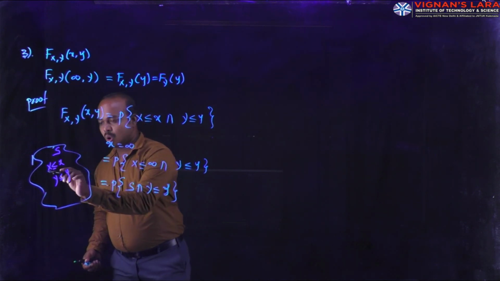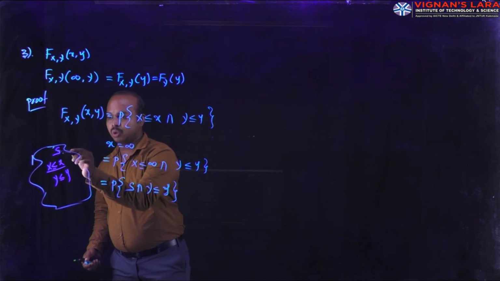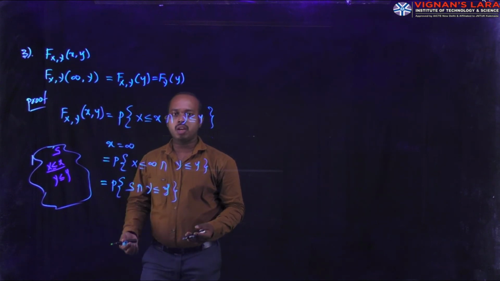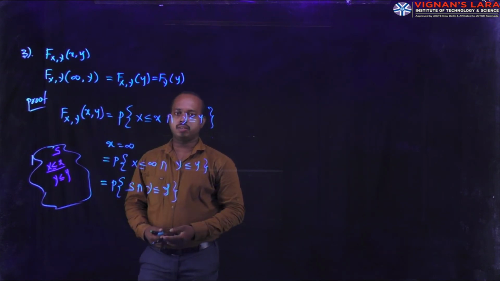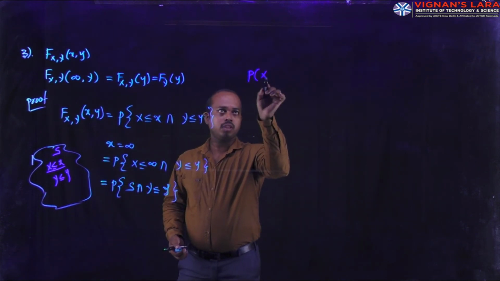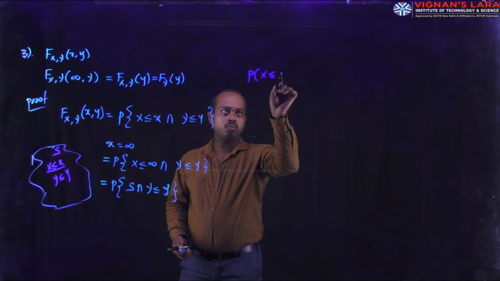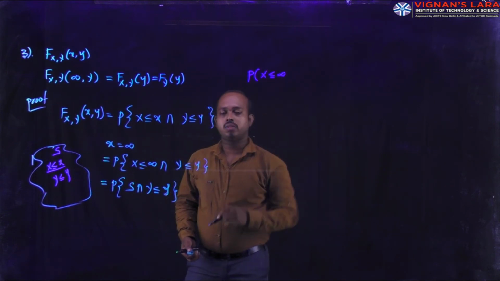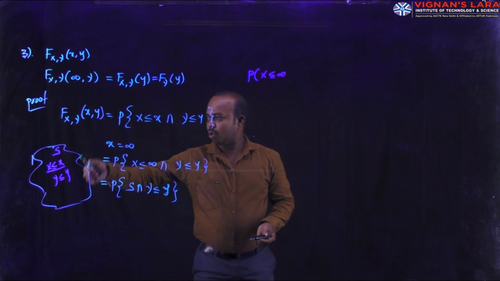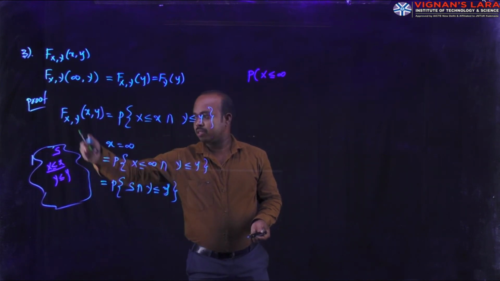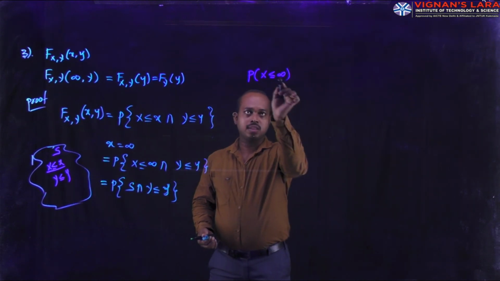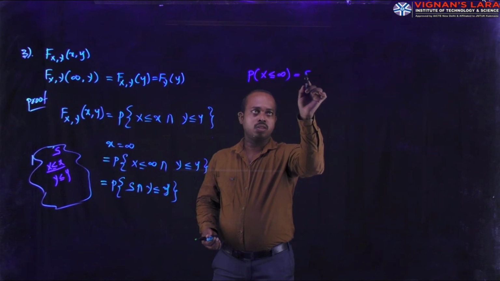But here the value of x is equivalent to infinity. Infinity means the highest value in that region. You have to consider that. Here we consider the probability of capital X less than or equal to infinity. What is the range of x? It only lies in the S range. Infinity means the entire range can be occupied by the random variable x. That's why you can represent this quantity as belonging to the sample space.